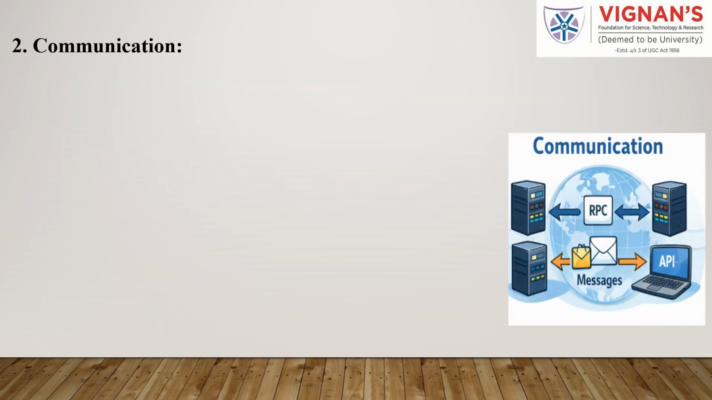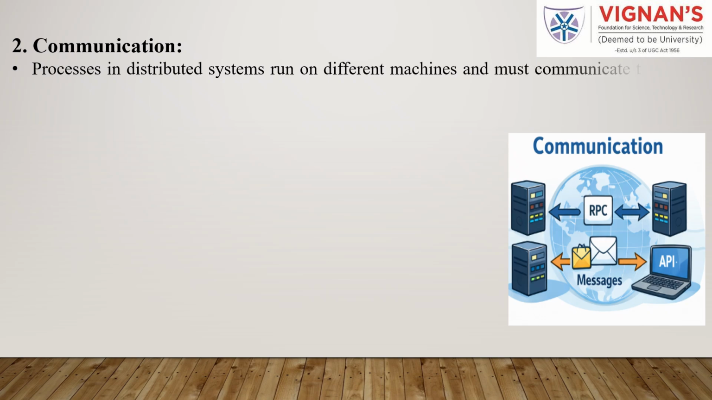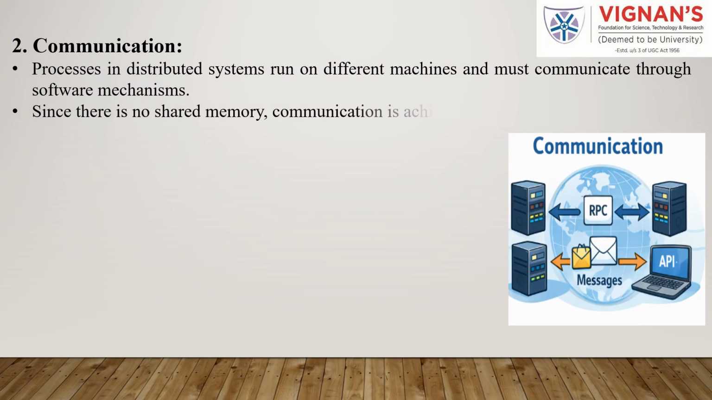2. Communication. Processes in distributed systems run on different machines and must communicate through software mechanisms. Since there is no shared memory, communication is achieved using message passing, RPC, or middleware. It enables synchronization, data sharing, and correct execution of distributed applications.